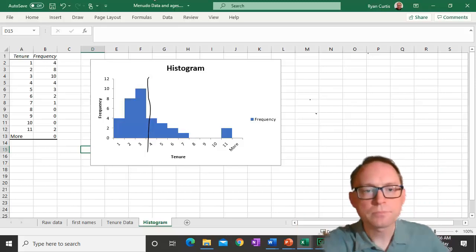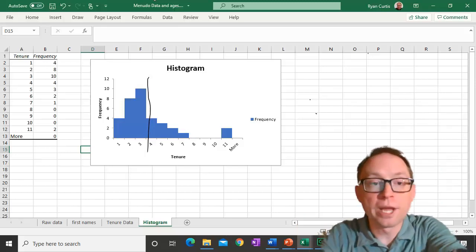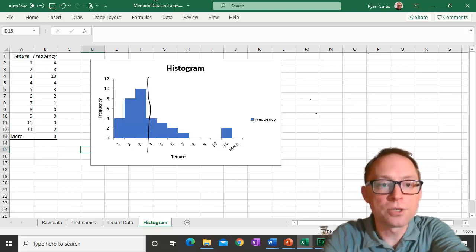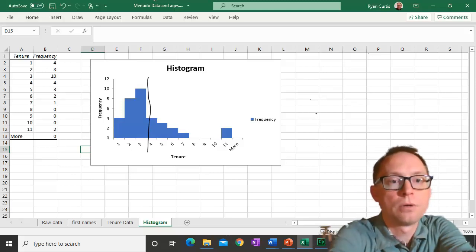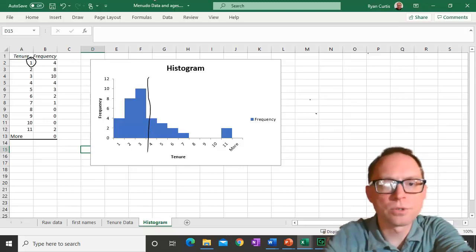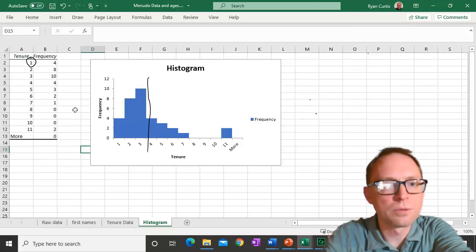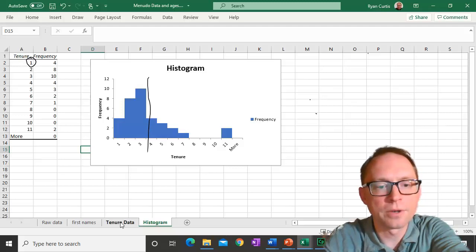That's the mean. When we're talking about the range, it is exactly what you think it is. The range is the range of scores. So the lowest score is a 1. Actually, the lowest score was a 0. Does not include the 0. Let's go look back at their tenure data.